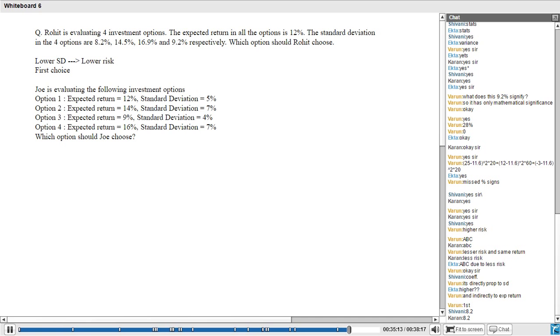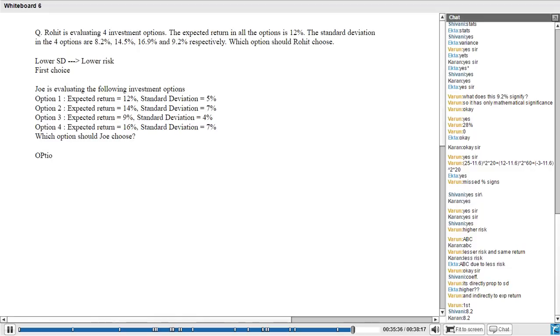So Joe is evaluating the following investment options. Option 1, 2, 3 and 4. Which option should Joe choose? Can all of you help me solve this problem? So how will we solve it? In each case we will calculate the coefficient of variation.